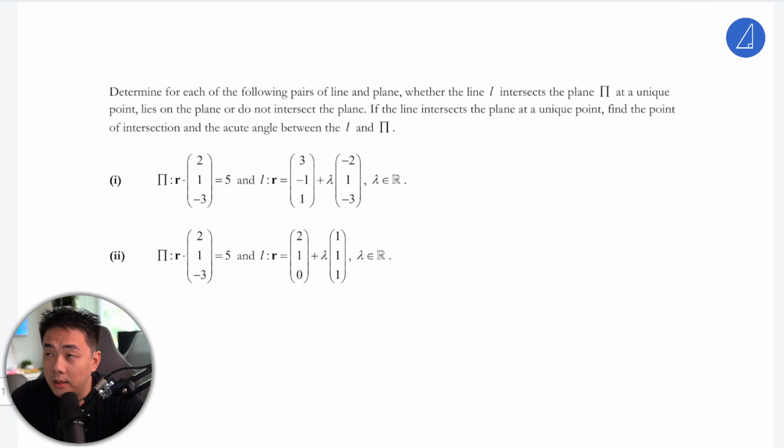Students, let's look at this question here, which is on lines and planes. Let's see how we can do this proficiently. Determine, for each of the following pairs of line and plane, whether L intersects the plane pi at a unique point, lies on the plane, or does not intersect the plane. If the line intersects the plane at a unique point, find the point of intersection and the acute angle between L and pi. Okay, great.